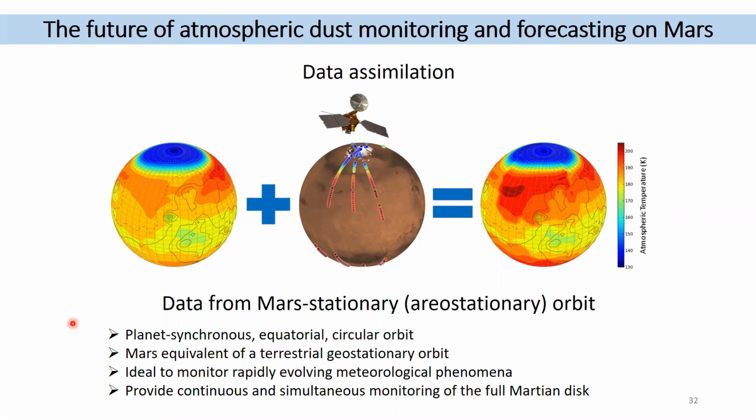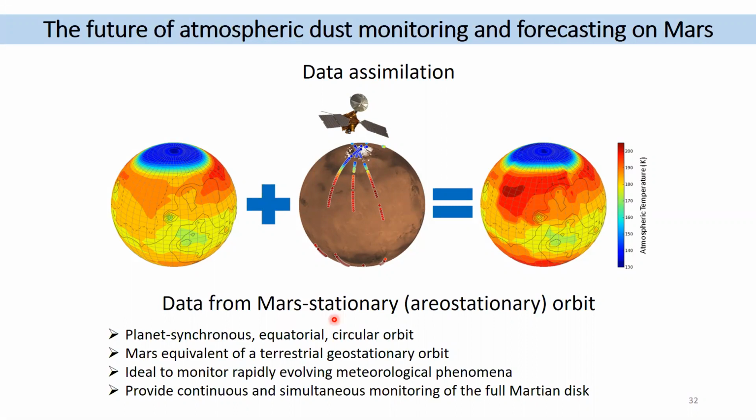EMM is going to change the paradigm, because EMM is going to observe the Mars full disk continuously, by moving to areostationary orbit. Areostationary meaning planet synchronous, equatorial, and circular orbit.